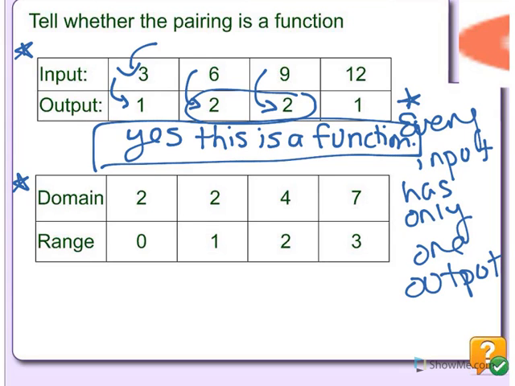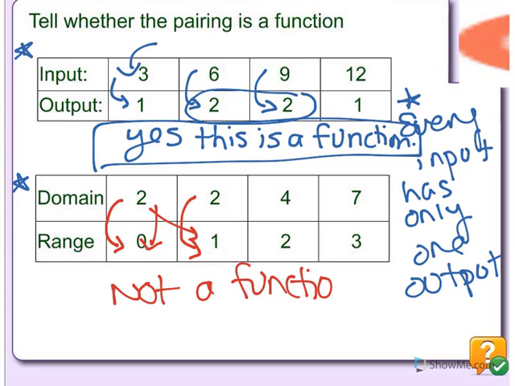Down here, the input of 2 has an output of 0. The input of 2 has an output of 1. So the input 2 has two separate outputs. So this is not a function, because the input of 2 has two separate outputs, not one unique output.